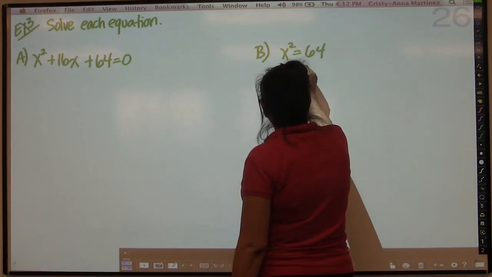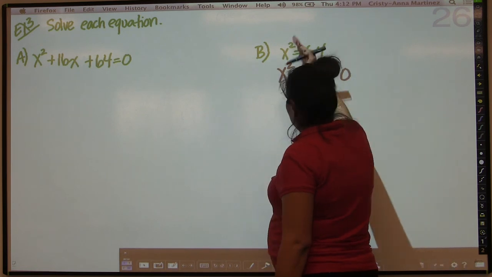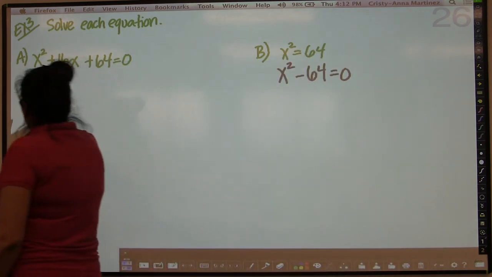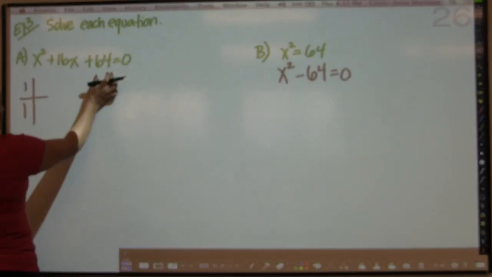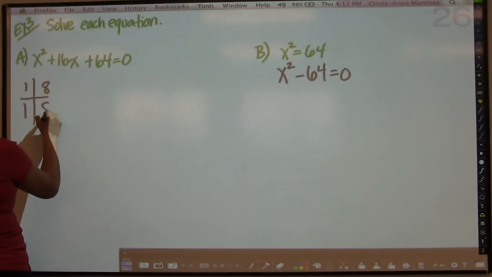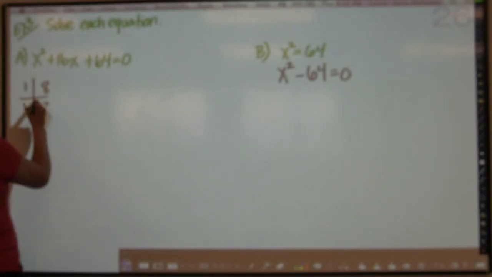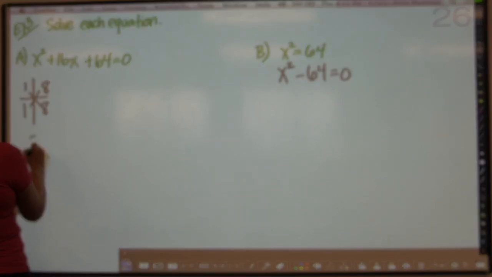Here you want to go x squared minus 64 equals 0. We want to bring the 64 to the other side. And what's going to happen here is that you're still going to have your 1 and your 1. When you get the factors of 64, you know, that's a perfect square. So 8 times 8 is 64. And when I combine 8 and 8, I get 8 plus 8, which is actually 16.